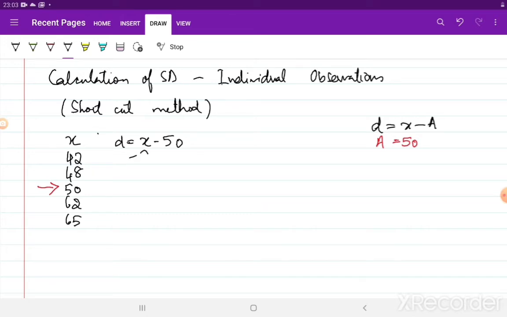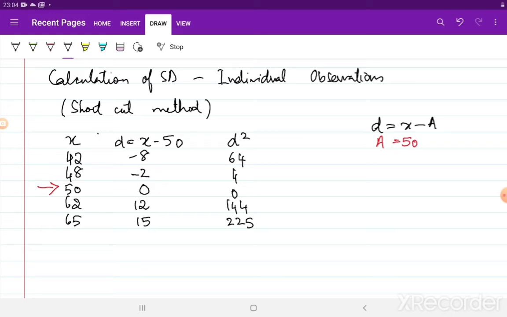So 42 minus 50 is minus 8. 48 minus 50 is minus 2. 50 minus 50 is 0. 62 minus 50 is 12. 65 minus 50 is 15. Right? And I also need my d square, which is 64, 4, 0, 144 and 225.